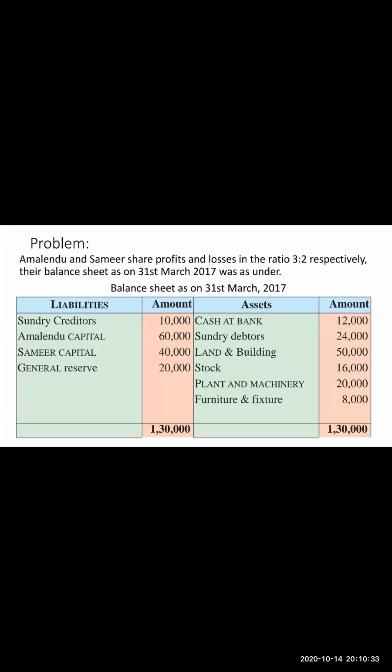Okay, so we have seen two problems which are related to journal entries. Okay, in the next lecture we are going to see the problems which are related to ledger, in which ledger is asked to prepare. Okay.